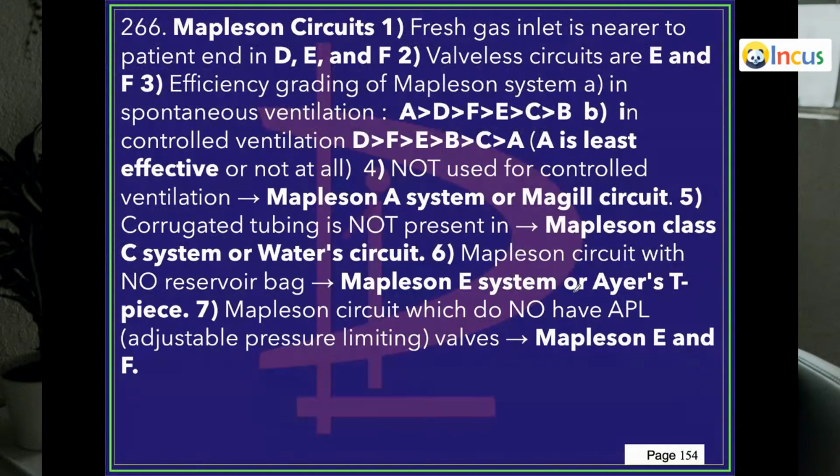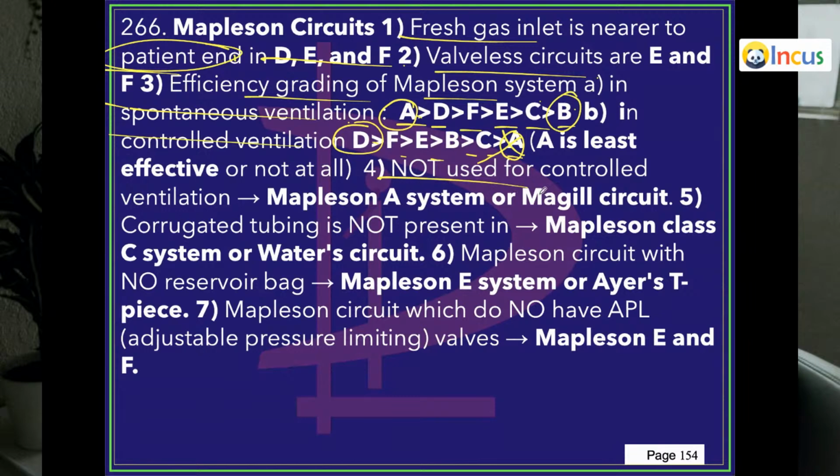Then one final last word which you need to remember. Fresh gas inlet is nearer the patient in D, E, F. Valveless circuits are E and F. Efficiency grading in spontaneous ventilation is A more than D, F, E, C, B. B is least, A is most. Controlled ventilation, what do you use? D more than F, E, B, C. Or rather, E you don't use in controlled ventilation. It is only for spontaneous.